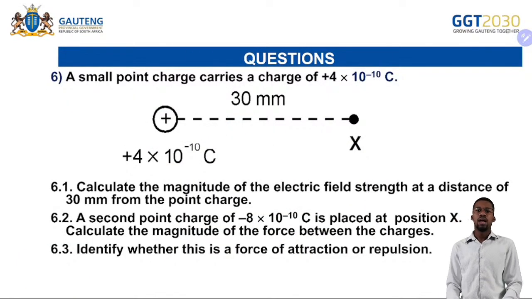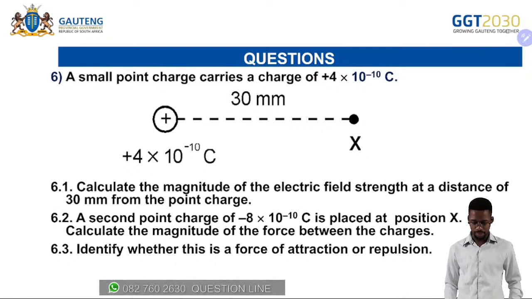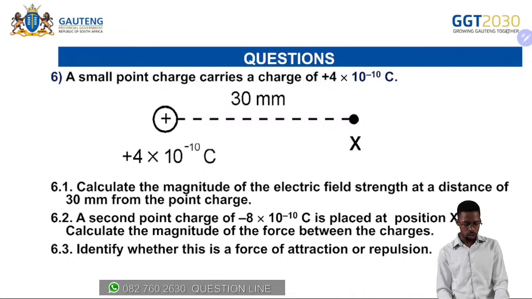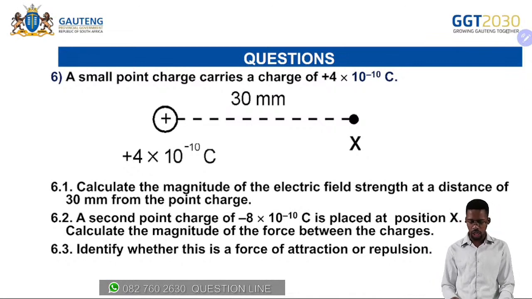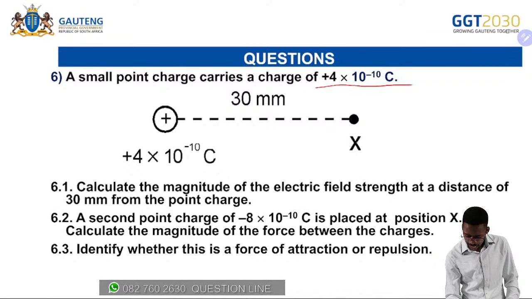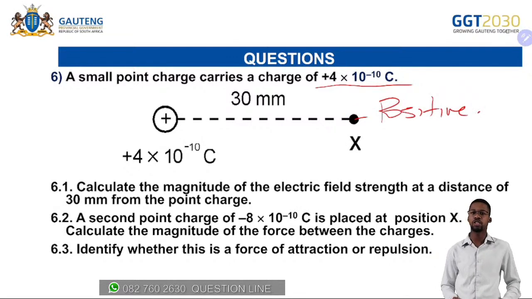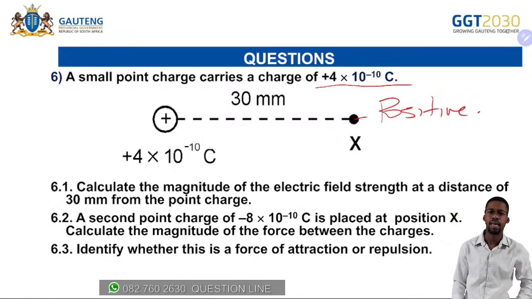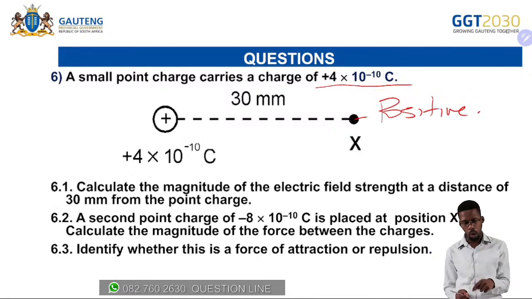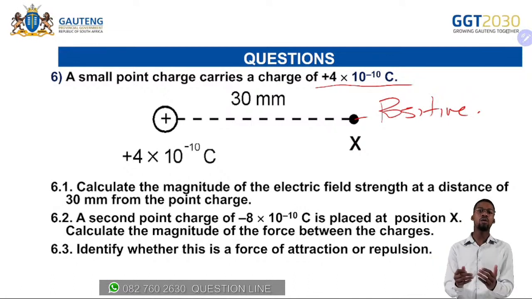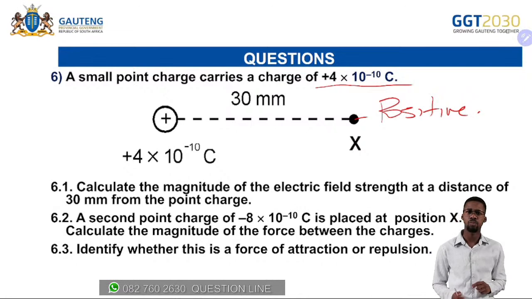Now, let us look at this question. We are told that a small point charge carries a charge of 4 times 10 to the power negative 10 coulomb. Here at X, this is where we have a positive unit charge. This is the test charge, and our test charge is always positive. That is why we define electric field at a point as the electrostatic force experienced per positive unit charge.